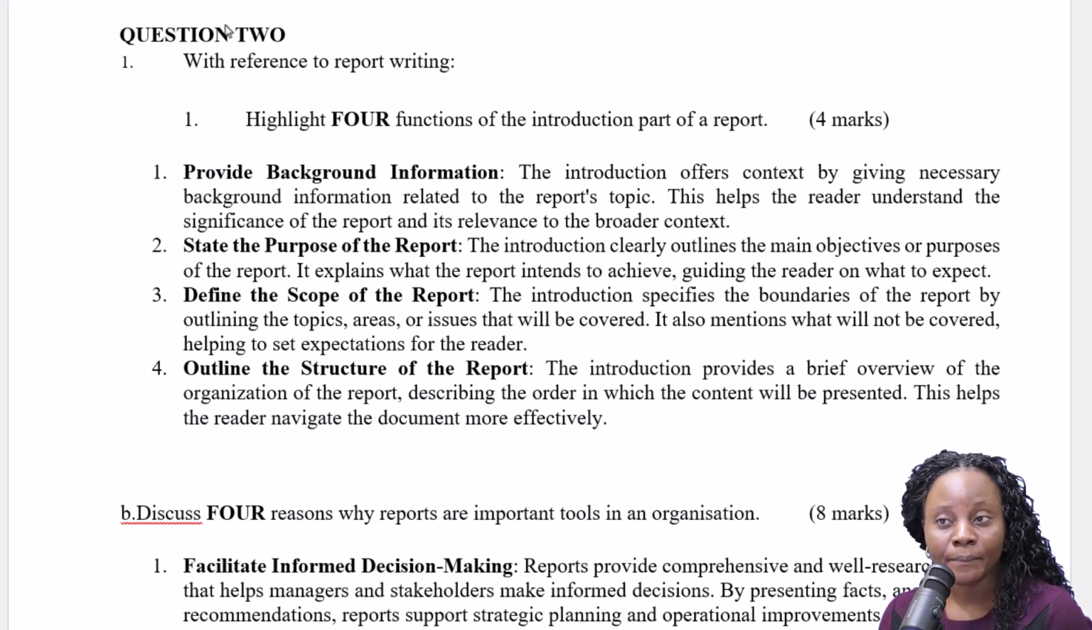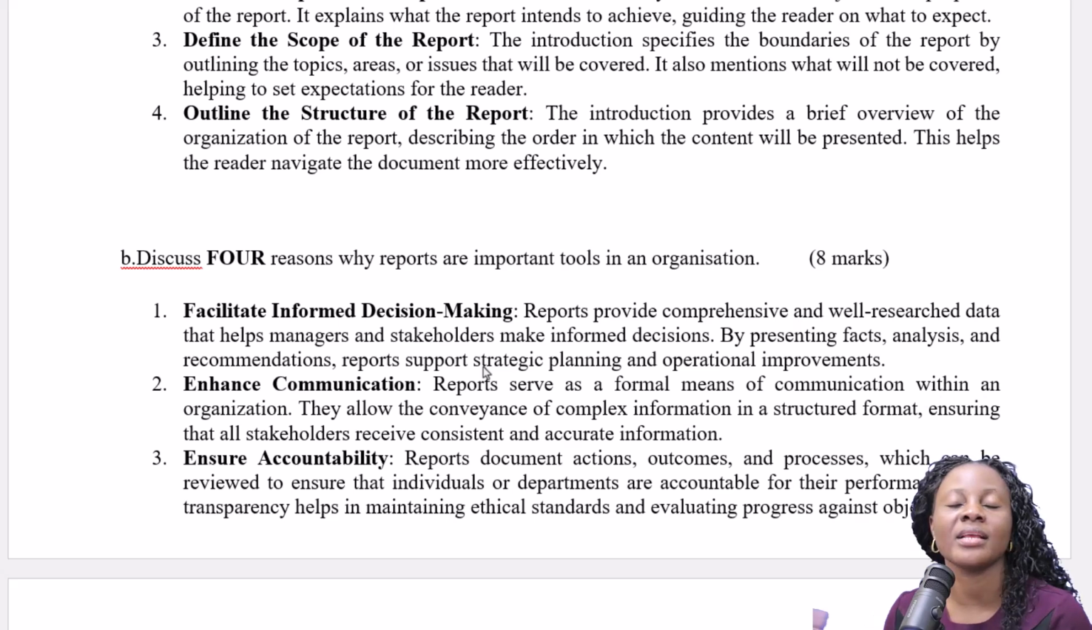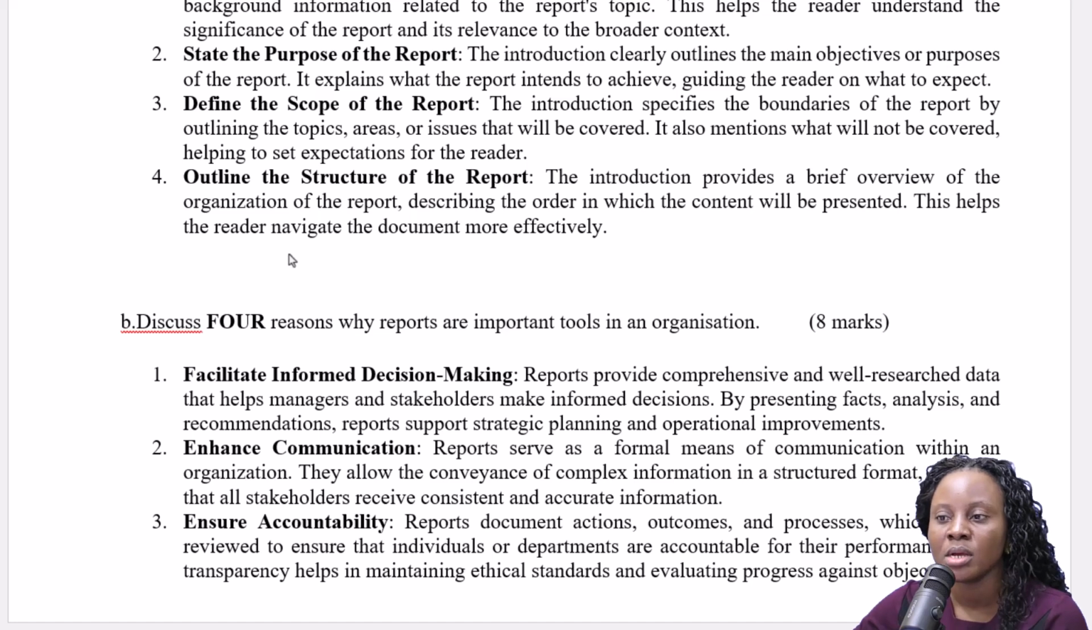Question 1, still Roman 2 or B, it says, discuss 4 reasons why reports are important in an organization. Why is a report important? If you look at the previous points that we've just discussed, definitely you can tell why a report is important in an organization. Because you have all the information there, you can use the same information to make decisions.